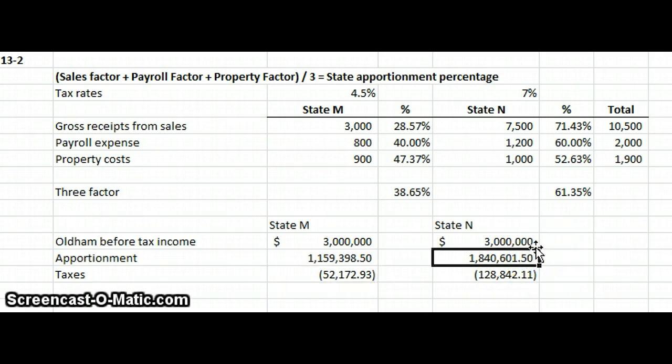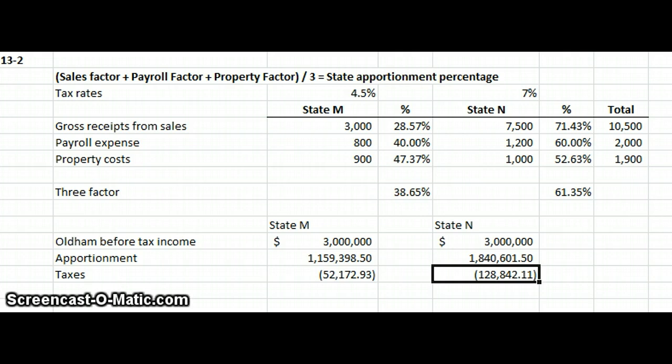I do the same thing for State N. I have $3 million there. I'm going to take that times my 61.35% rate, giving me $1,840,601 as my apportionment of taxable income that's going to be taxed at State N's rate. My State N rate is 7% times my $1,840,601, and I get $128,842.11, which is going to be sent as tax to State N.